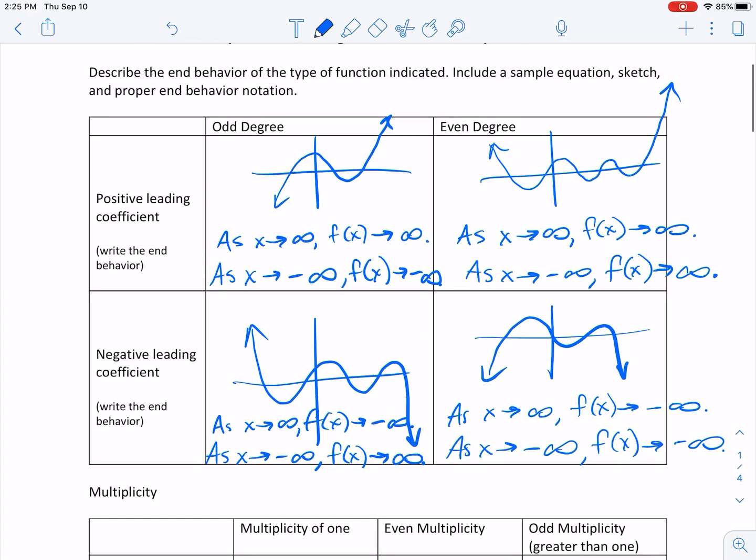And so even and odd, they could have multiple zeros. This one right here appears to have 1, 2, 3 zeros, and so it's probably cubic. This one has 1, 2, 3, 4, 5, 6, so it's probably degree 6. It doesn't necessarily have to be, but that's the idea of what we're looking at here.